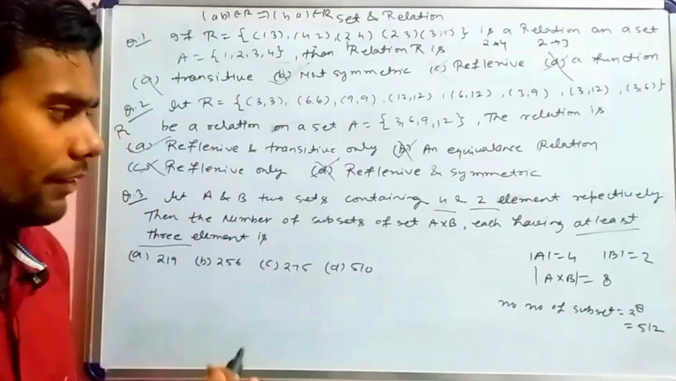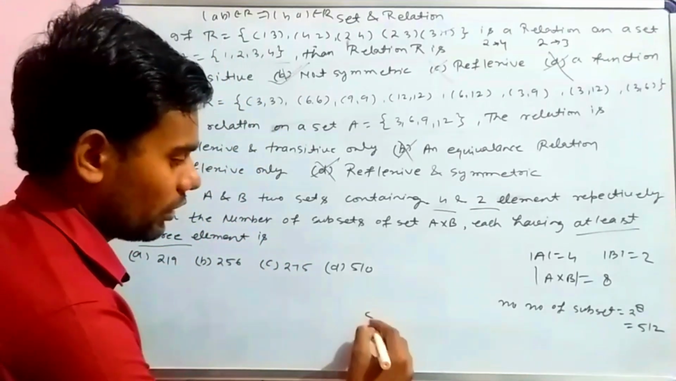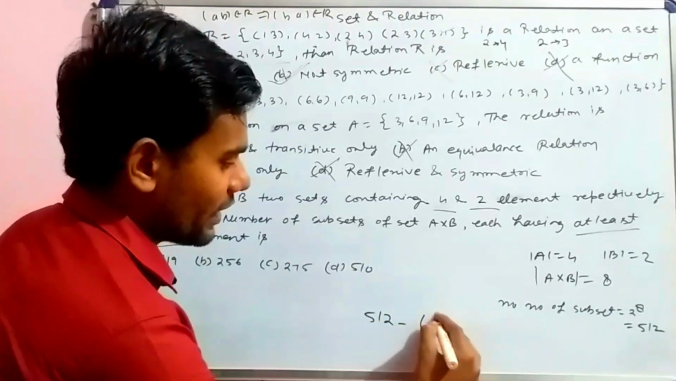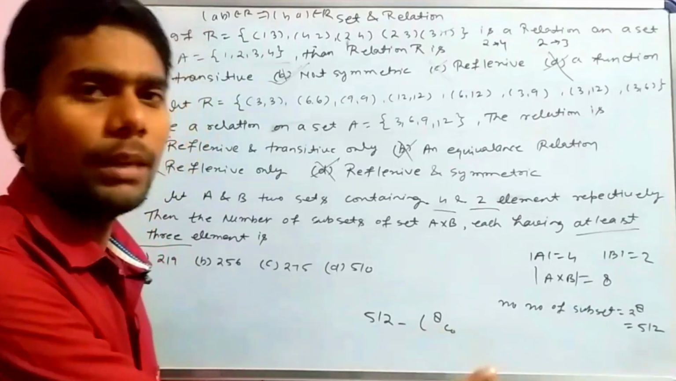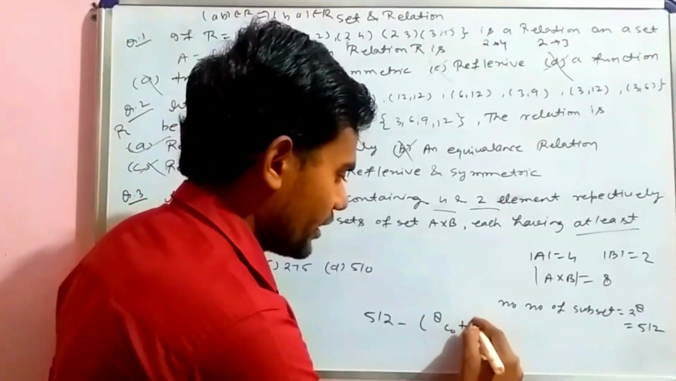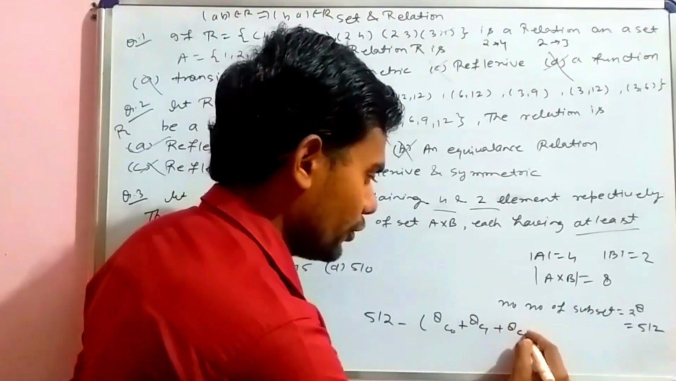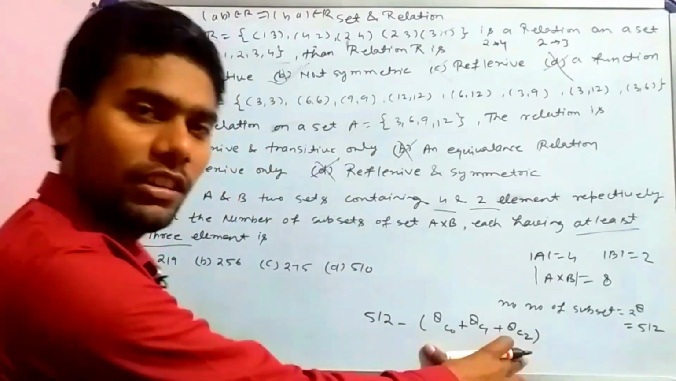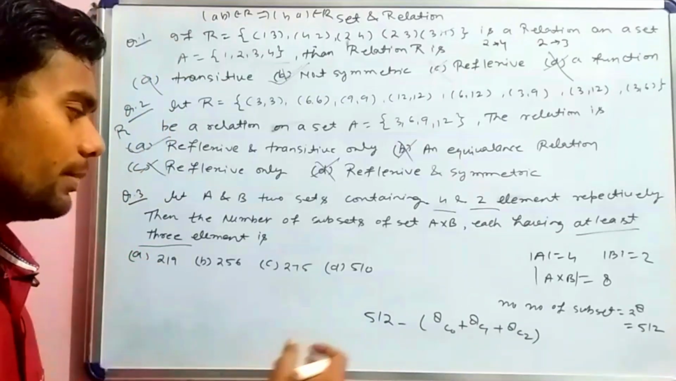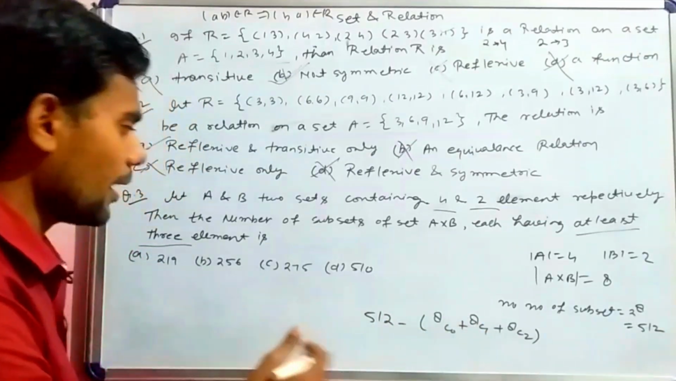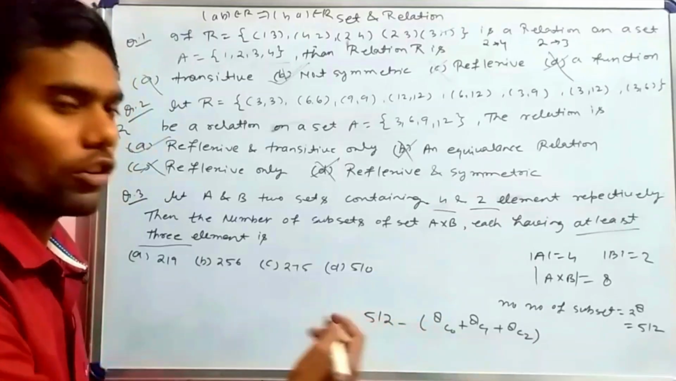So 512, then we subtract 8C0, which is the set with no element, and 8C1 and 8C2. We subtract these three types of sets, and by subtracting these three types, we can find the correct answer.